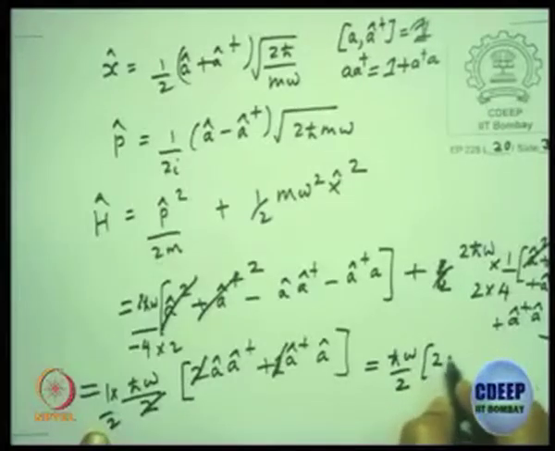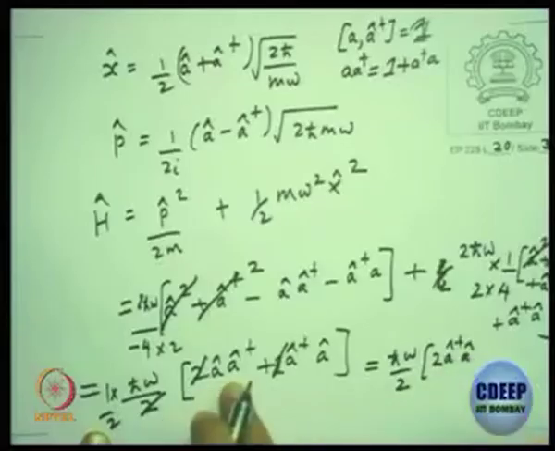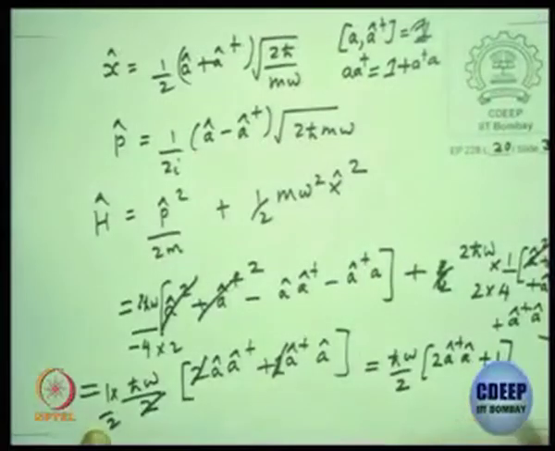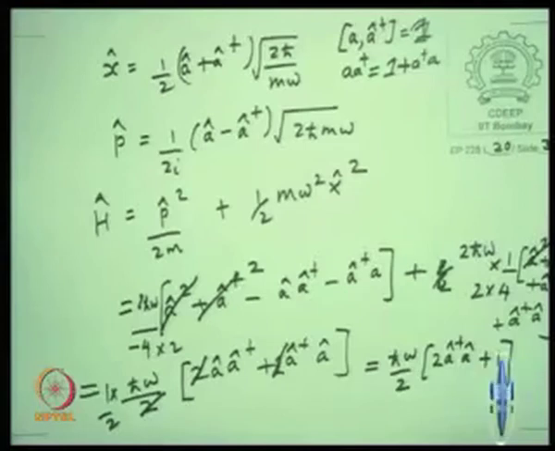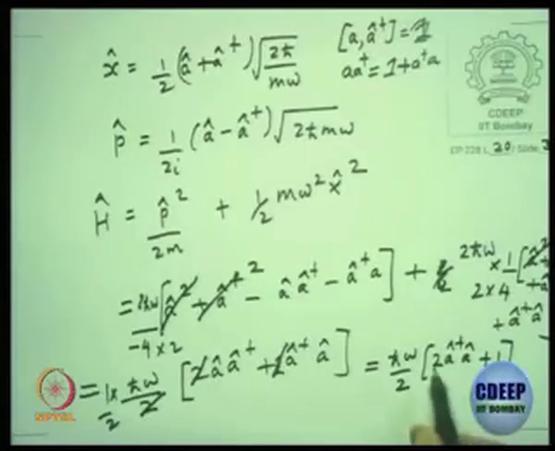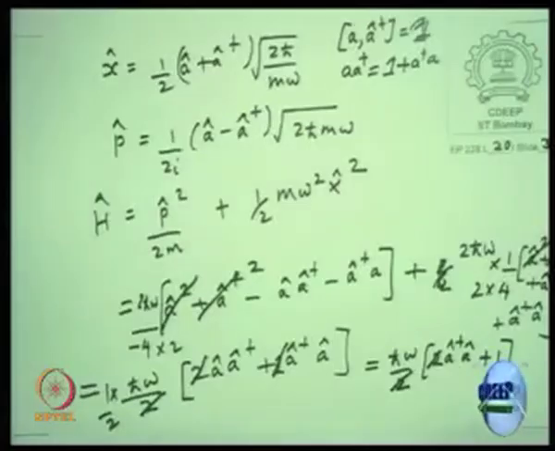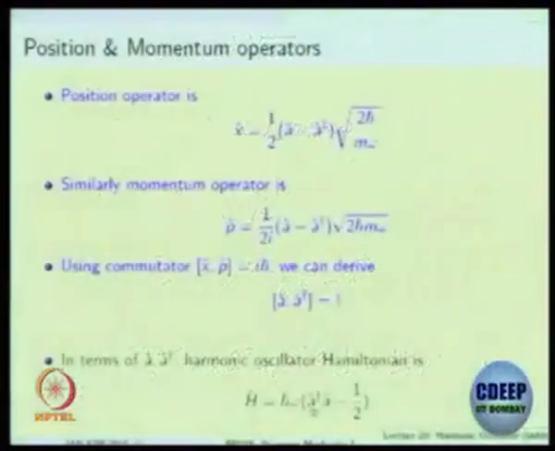There will be 2 A dagger A, because this A A dagger will have 1 plus A dagger A, and that 1 will also be added. So what happens finally? The 2 can cancel with this, but then you can put a half there. So I can remove this 2, but you put a half. Clear? So the Hamiltonian finally turns out, after the simplification, to be, it has to be in units of h cross omega.